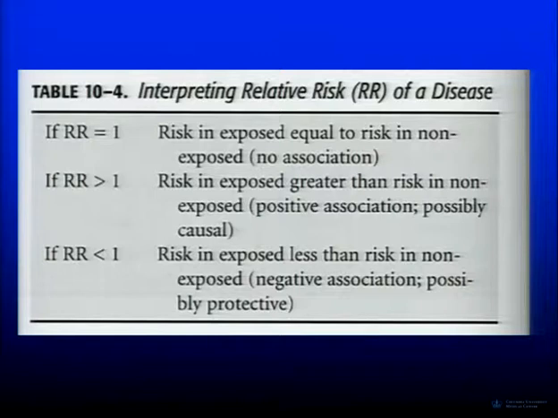You should understand how to interpret the relative risk of a disease. If it's equal to 1, you're basically saying the risk in the exposed is equal to the risk in the non-exposed, or there's no association. If the relative risk is greater than 1, the exposed have a greater risk than the non-exposed, so it's a positive association. Or you can have it less than 1, where the risk in the exposed is less than in the non-exposed. And this might indicate a protective relationship.